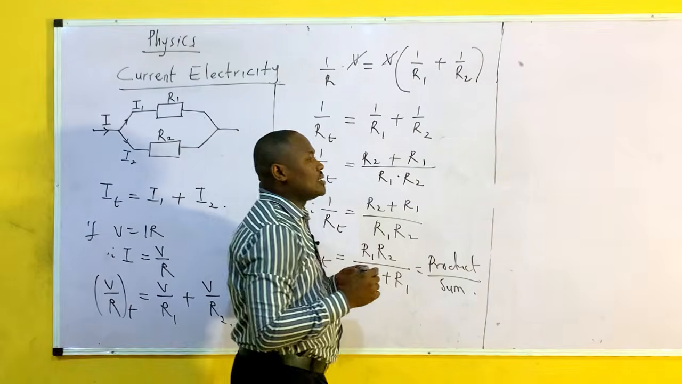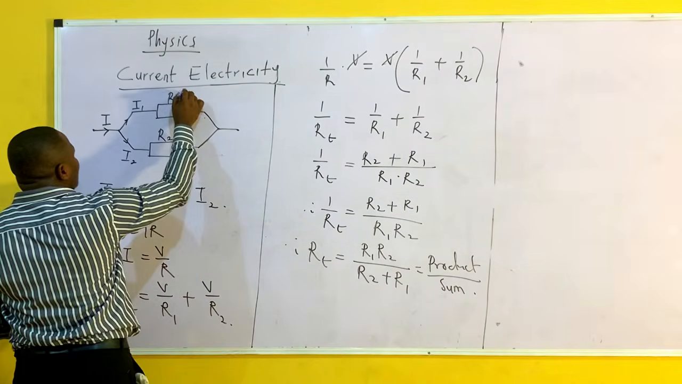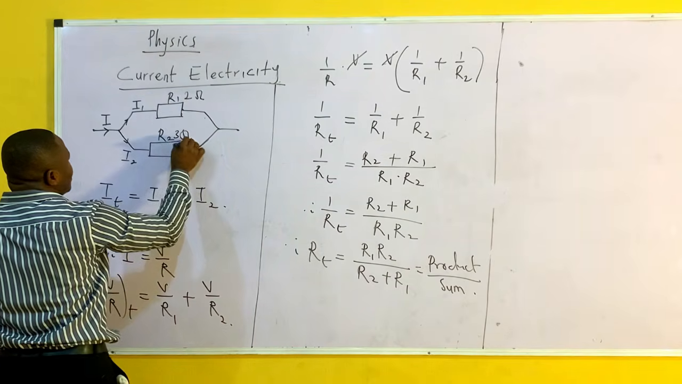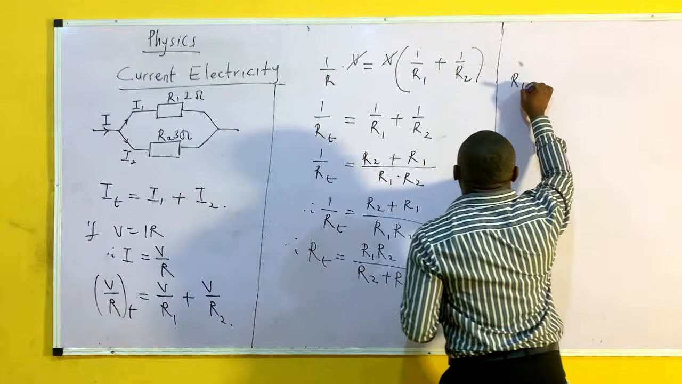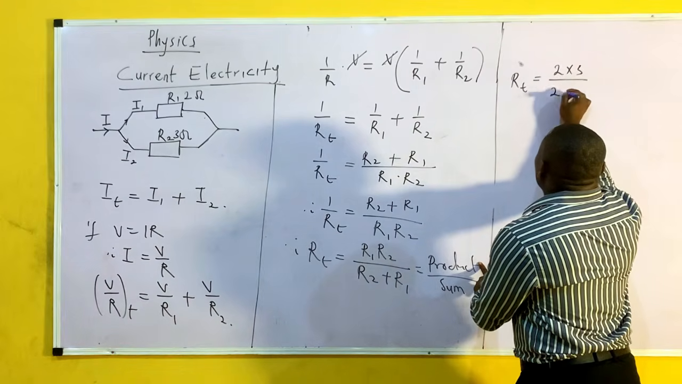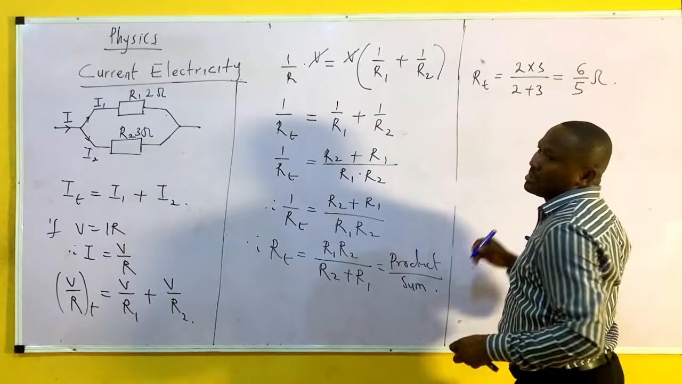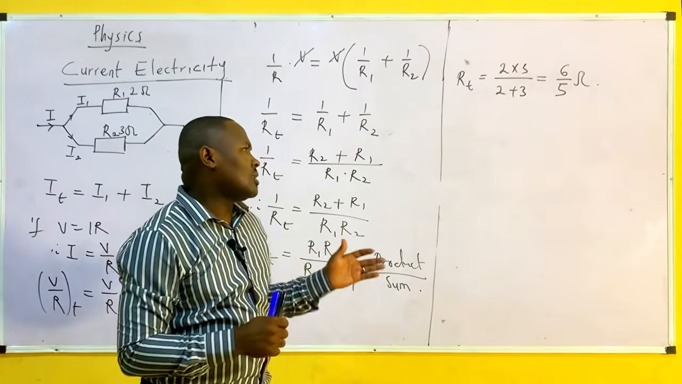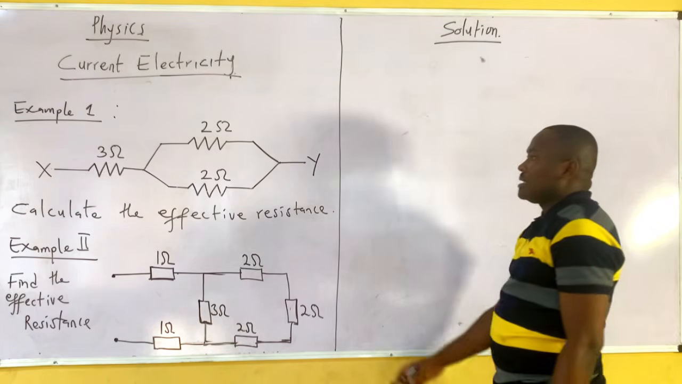So we'll be looking at various examples. If I have a case like this, with 2 ohms here and 3 ohms here, and we are asked to find the total resistance, it will just be R total equals product over sum. So it will be 2 times 3 over 2 plus 3, which is 6 over 5 ohms. That's the answer to that question. We're looking at more examples to shed more light on this. Now let's look at an example.